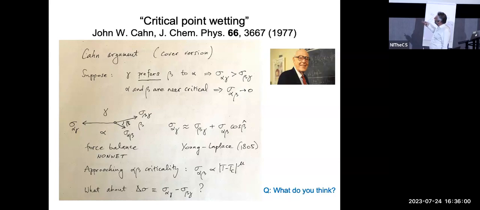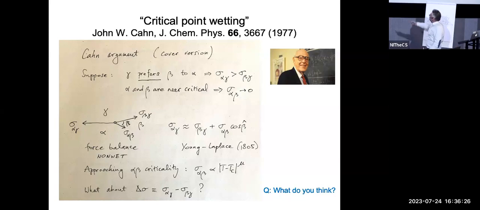So that would mean that the interfacial tension between alpha and gamma is somewhat more expensive, is larger than the interfacial tension between beta and gamma. So this creates some kind of preference. But the question is, will that preference be enough to induce wetting? Or will it just induce small contact angles that still are non-zero?